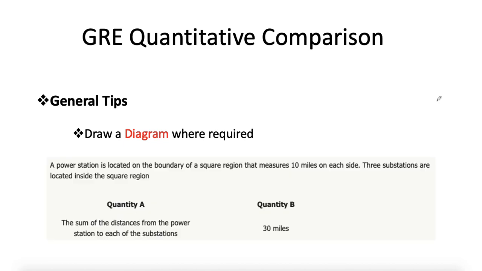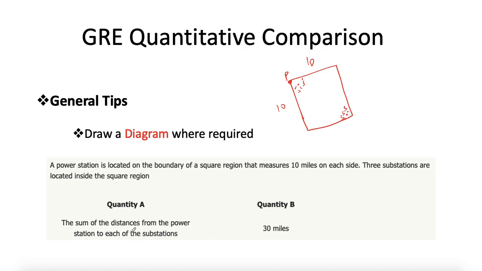Just like in this scenario, we are told that a power station is located on the boundary of a square region that measures 10 miles on each side. So I have a square with 10 miles on each side, and 3 substations are located inside the region. See two possible scenarios. First scenario is if this is the power station and we have 3 substations very close to it. The second scenario is if I have 3 substations very far from it.